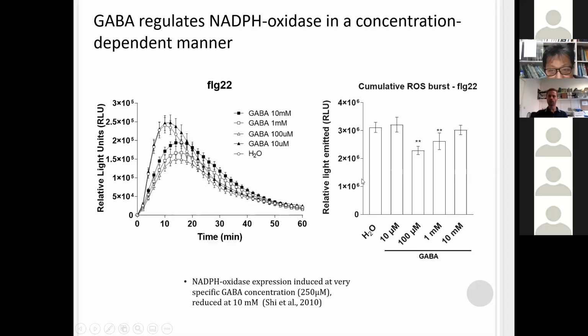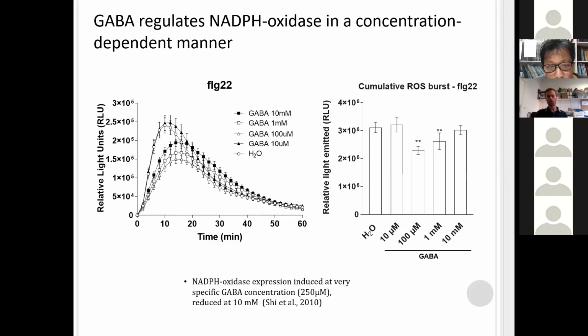So if we look here at the cumulative ROS burst, which is just the total ROS produced over the 60 minutes, we found that at 100 micromolar and 1 millimolar treatment, it significantly reduced the total ROS burst in response to flagellin 22. But once we go up to a higher concentration, like 10 millimolar, this effect was abolished. And this further emphasizes the way that GABA signaling and metabolism can be separated in a concentration-dependent manner.